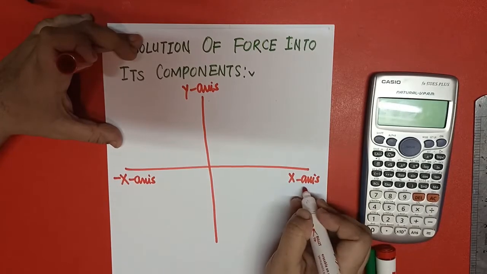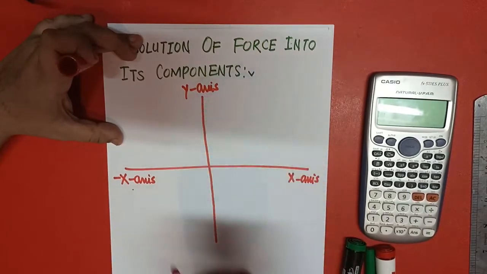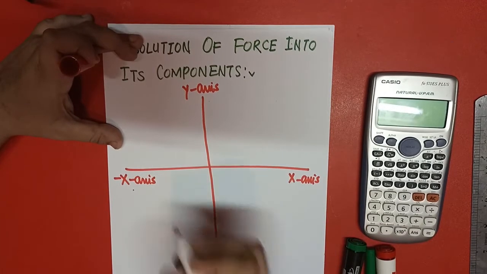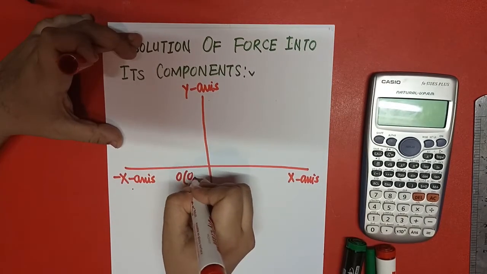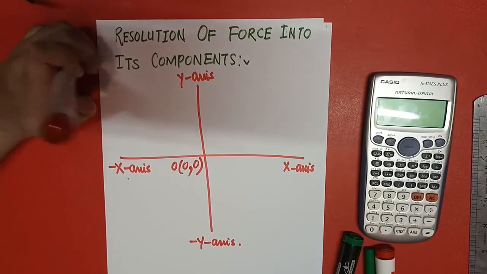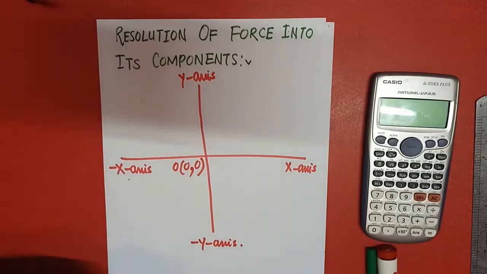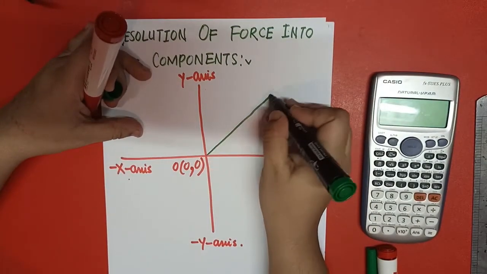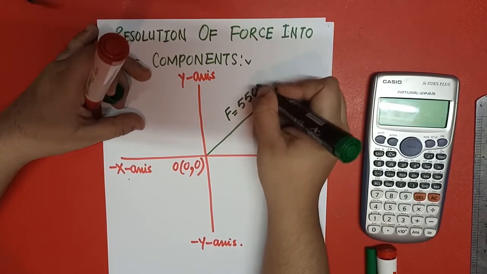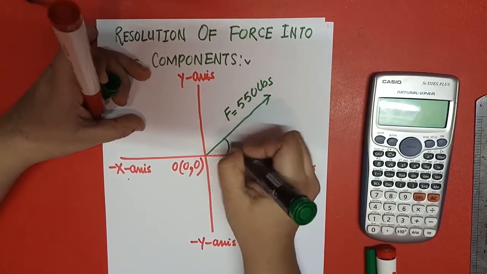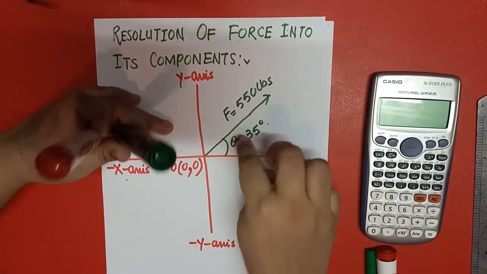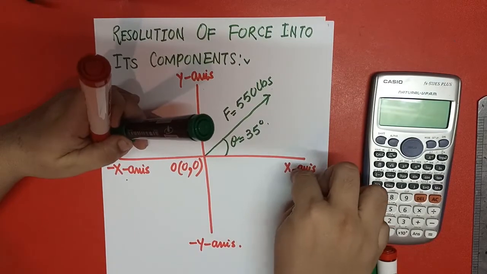So if this is the positive x-axis, this one is the negative x-axis, this is the positive y-axis, and this one is the negative y-axis. What I am going to write over here, this is the origin 0, 0. What I have to do next is draw the force over here. If I have a force F equals 550 pounds, the angle theta equals 35 degrees, and the angle is attached with the positive x-axis.